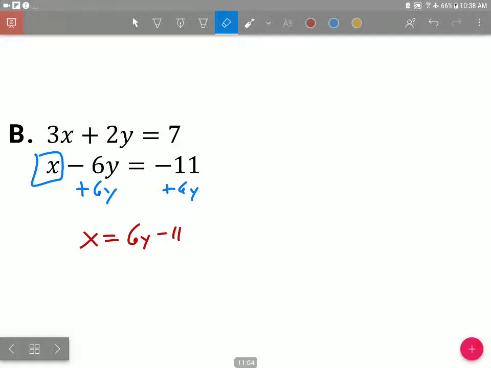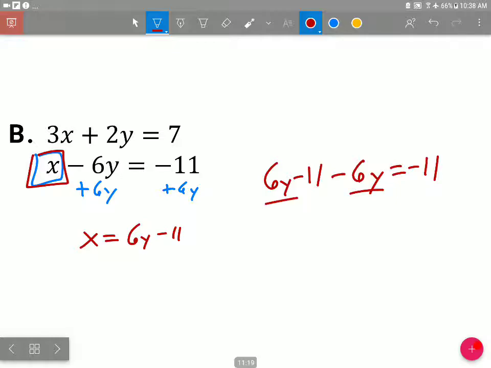So if I plug it back into that second one, in this one right here, I put in 6y minus 11 for x, and then drag the rest of it down, negative 6y equals negative 11. What happens to those y's? They cancel out, and I'm left with negative 11 equals negative 11. All right, so everything goes away. It really doesn't help you.